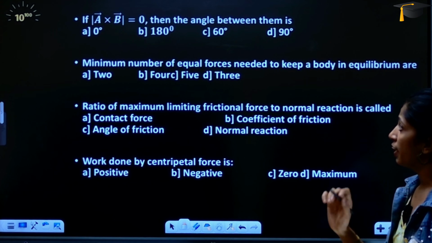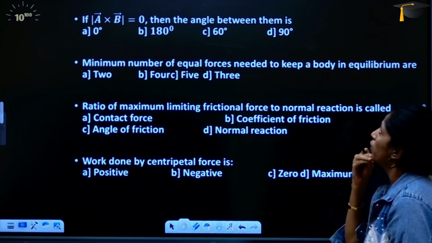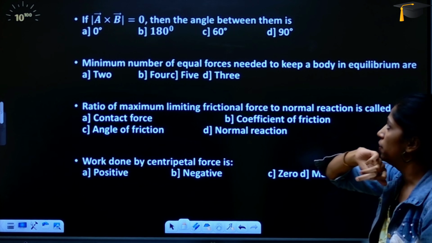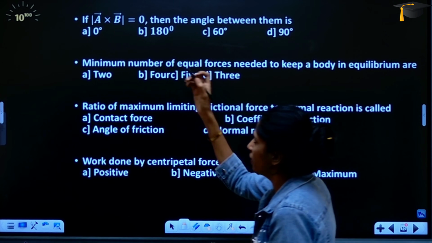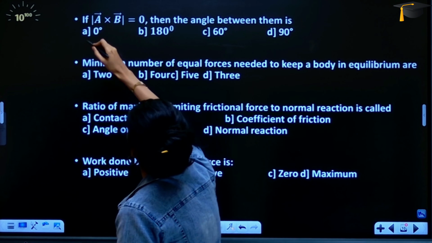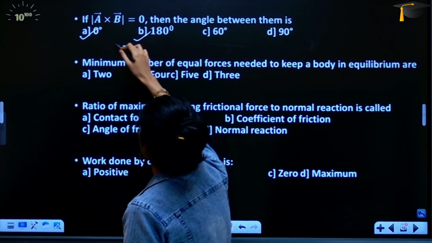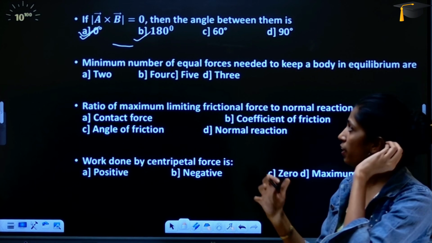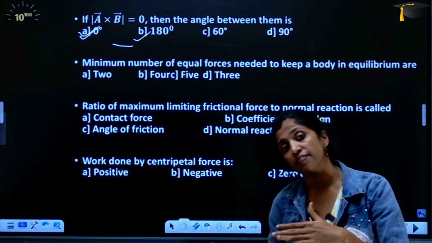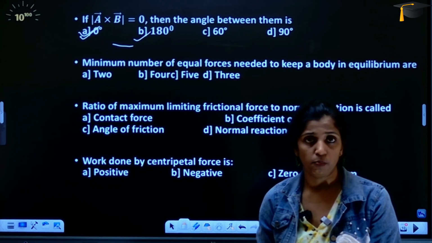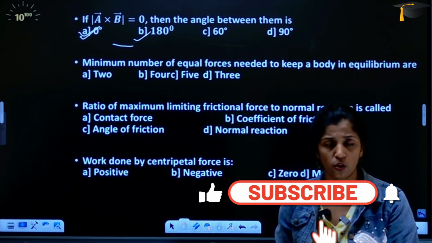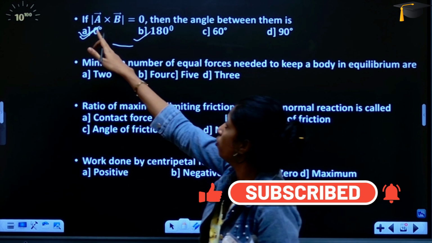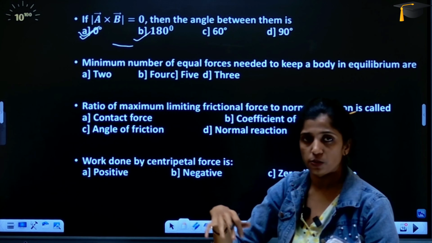Okay, moving to the next. If A cross B is 0, then what is the angle between them? Since the magnitude is given, fine, it is 0 degree. It can be 180 also actually. I think both the options are correct. So the angle between them will be either 0 degree or 180 degree. If it is in the same direction, then it is maximum; if it is in the opposite direction, of course it is minimum, but since here magnitude is given, that's the reason I'm taking both the options over here.